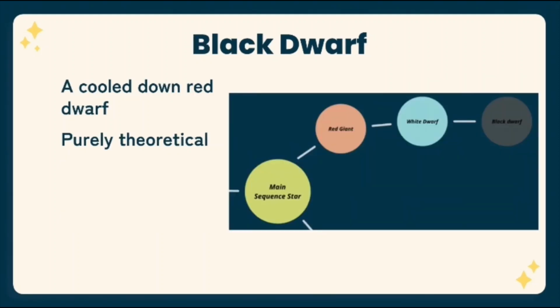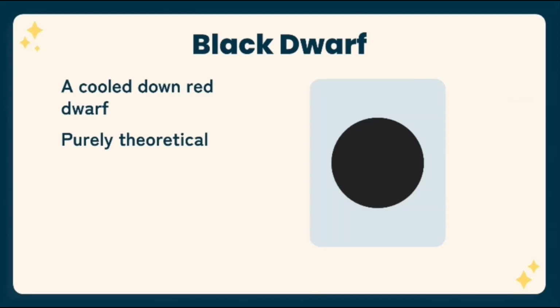So scientists predict that eventually the star will no longer have enough energy to emit light, so it will appear dark, and this is what we call a black dwarf. There are no known black dwarfs yet, since the universe isn't old enough for any white dwarfs to have cooled down to the point where they become black dwarfs, so this makes black dwarfs purely theoretical.